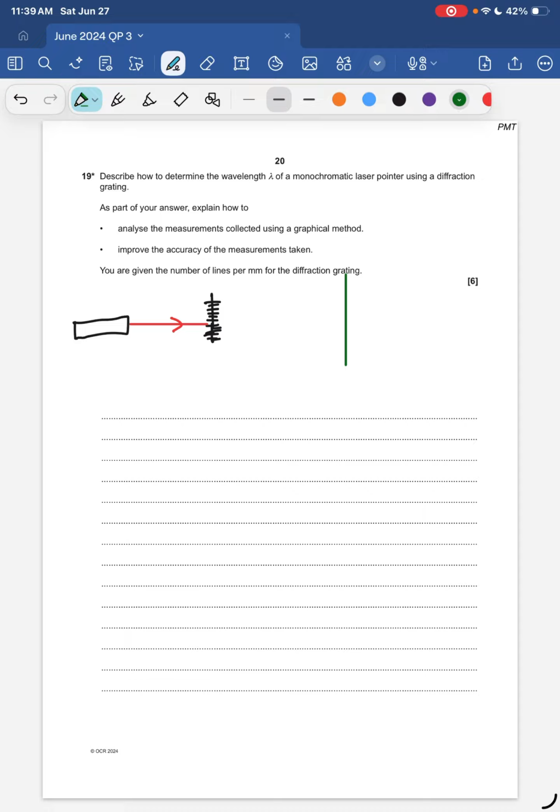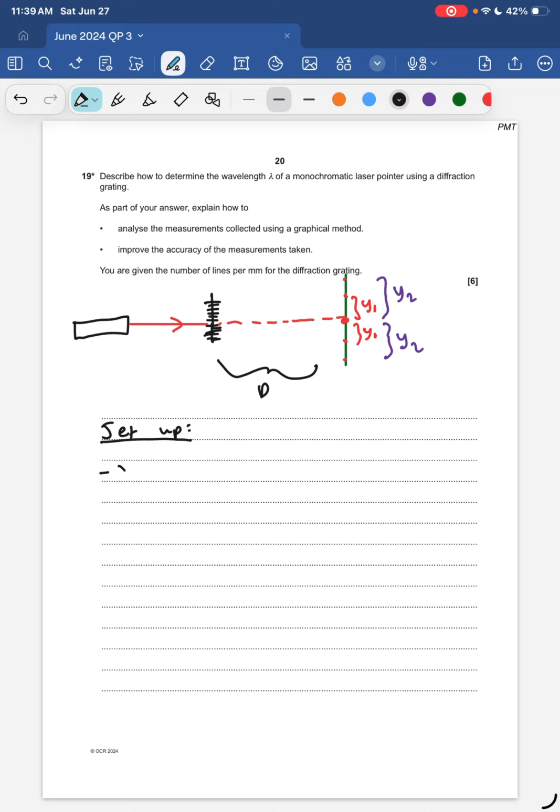We will have a central maximum, and then other maxima on both sides. This will be the distance d from the grating to the screen. This will be y1, and this will also be y1, the distance from the central maximum to the first order maximum. Then this will be y2, which is the second order maximum, and so on. So let's write the setup.